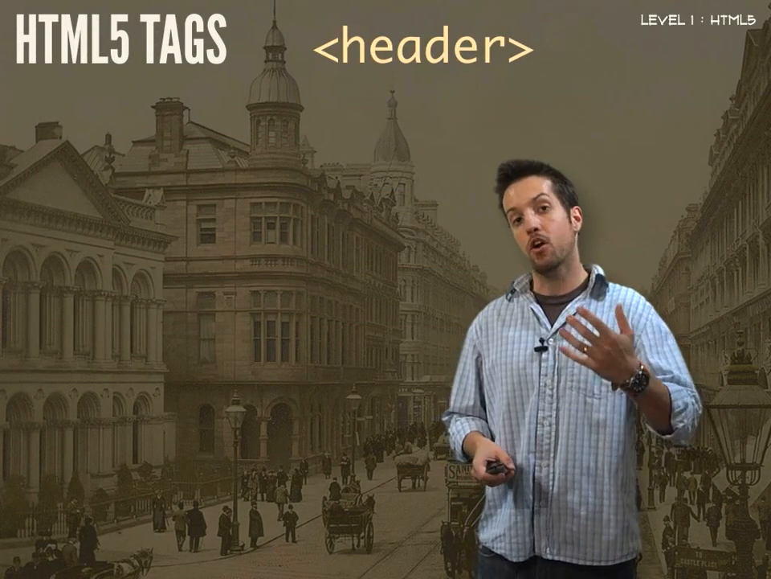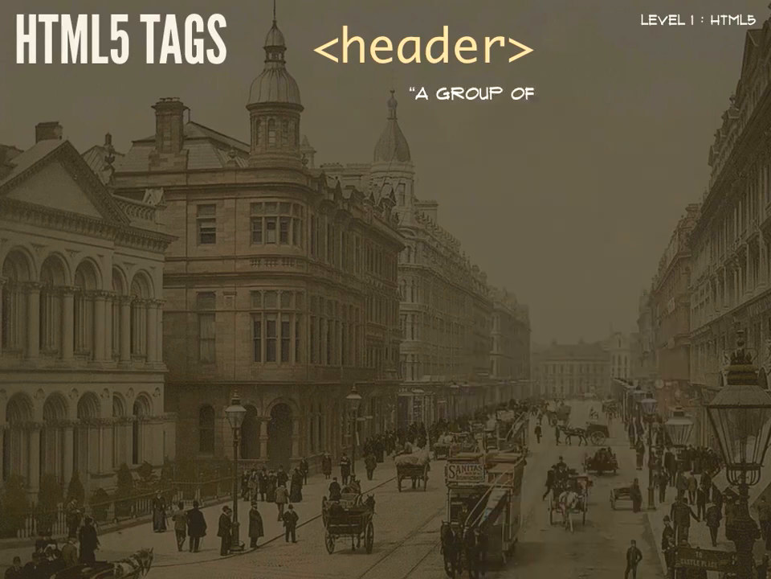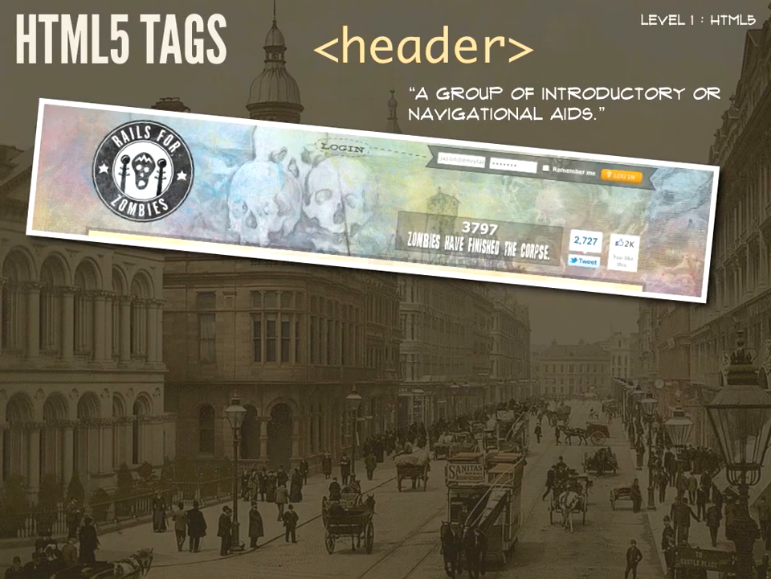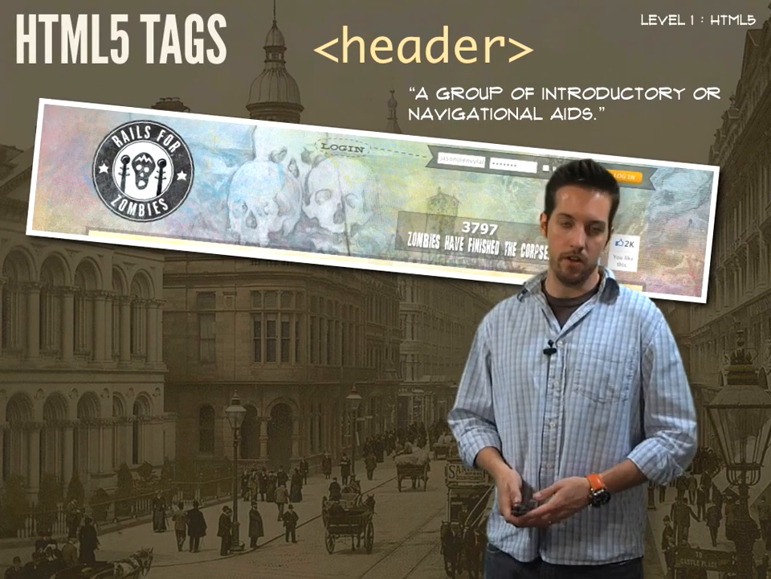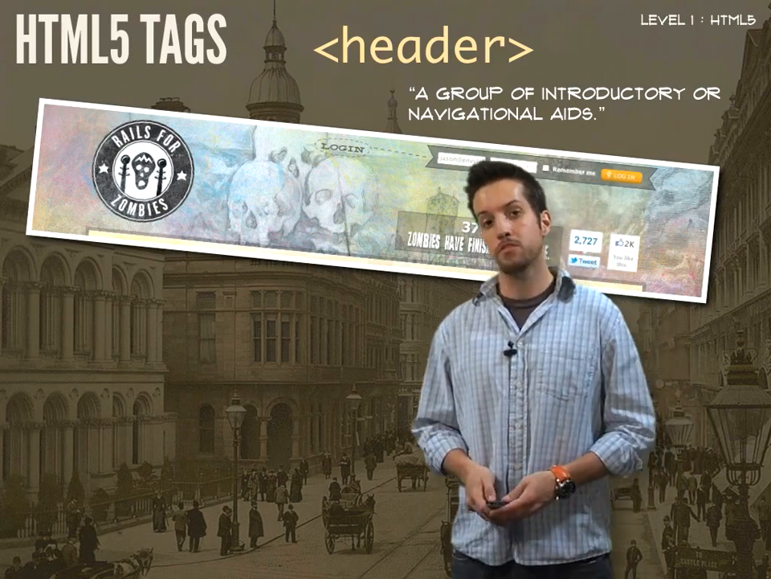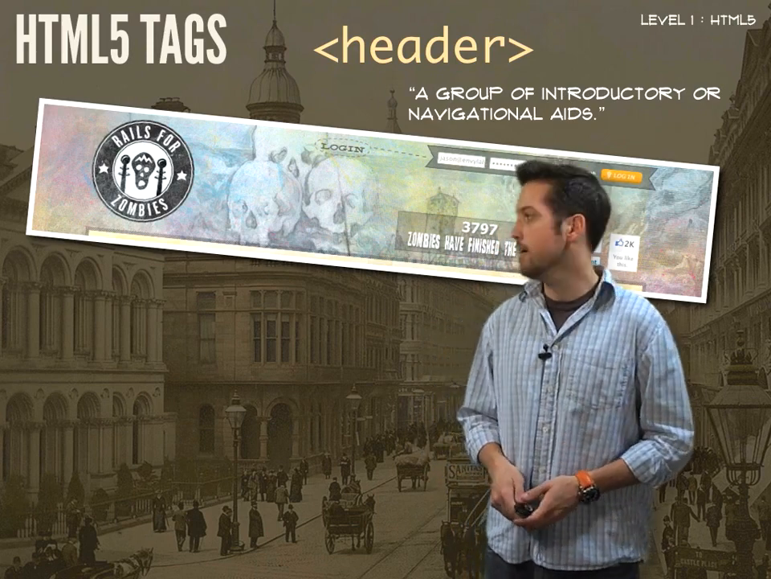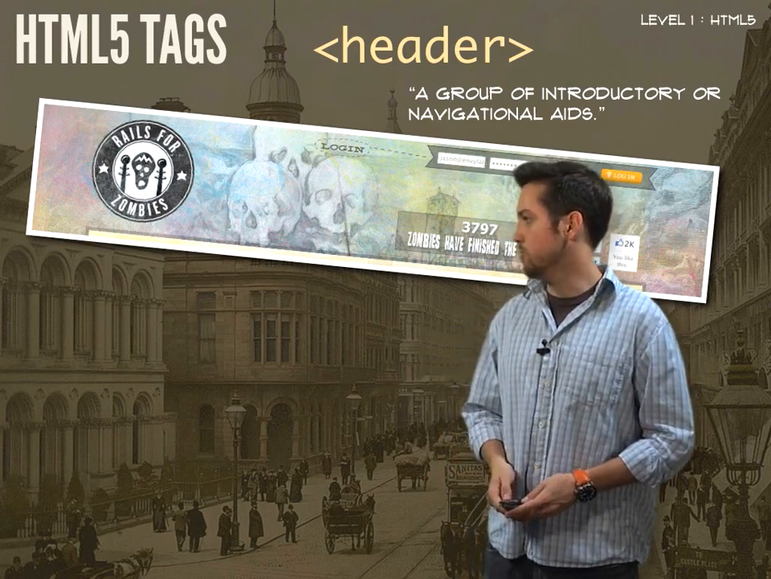So let's first take a look at our header element. Now the header tag in HTML5 is defined as a group of introductory or navigational aids. Now we all know what a header is. We've been using it in all of our sites. It's usually the top portion of your site and it includes the standard branding elements, logo, tagline, and maybe some key call to action elements as well.